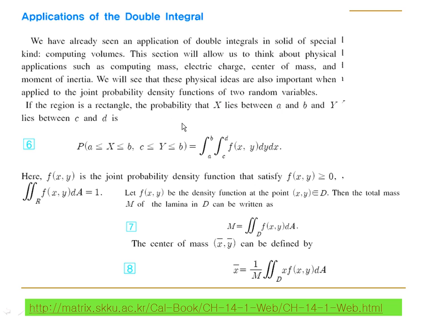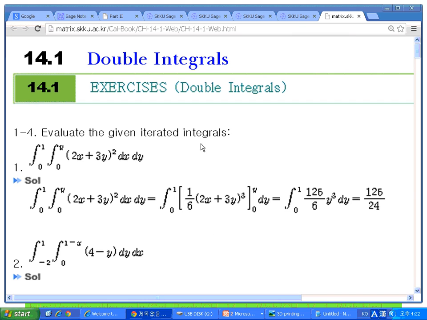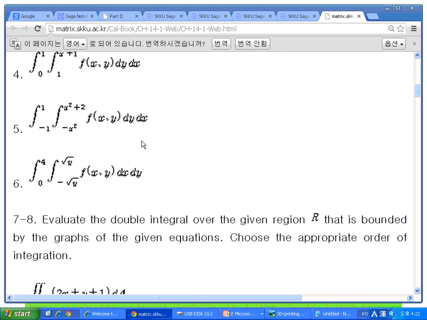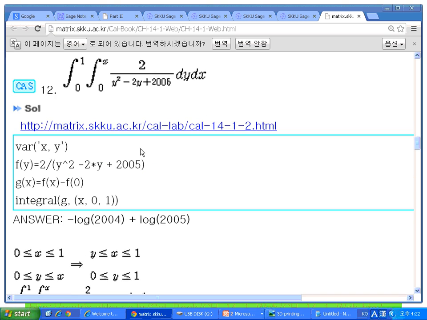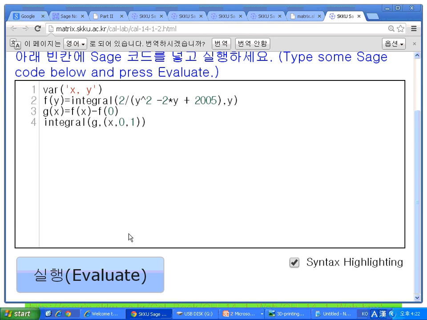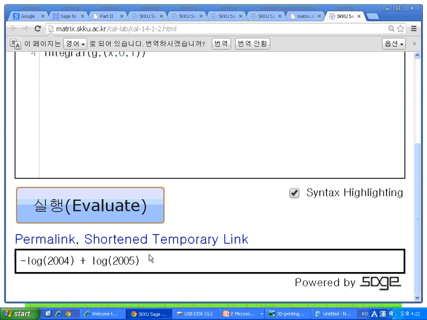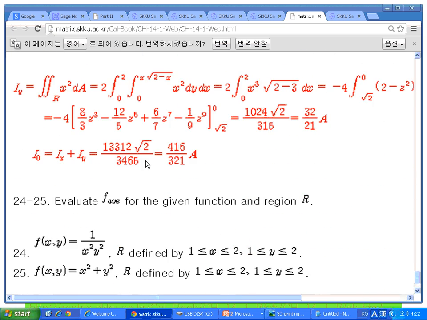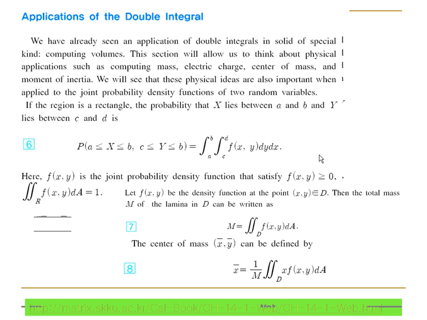So the double integral can be used in physics and probability and statistics and social science and engineering as well. Now you have the problems in section 14.1 double integrals and solutions and the computational tools to solve the problems like this. Okay, so hope it can help. I think that's the end of section 14.1. Okay. Do you have any questions?